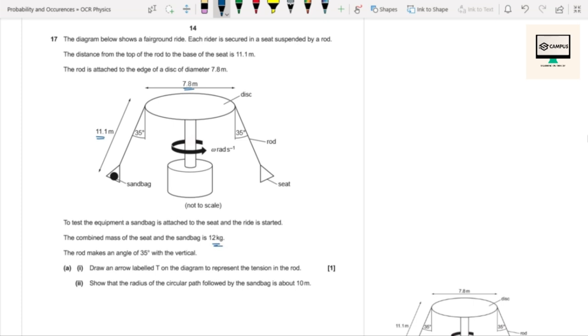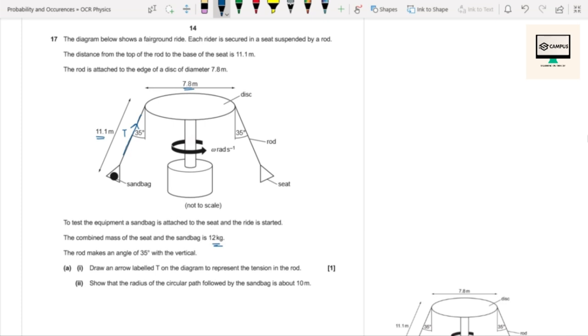So it's moving at a certain velocity, and the rod is making a 35 degrees angle with the vertical, as shown here. So the first question is: draw an arrow labeled T on the diagram to represent the tension in the rod. As we know that the tension is an axial force, we will draw it in the axial direction, and we may draw it like this. So this is the direction of tension, and we also label it T. All right, that's pretty much it.